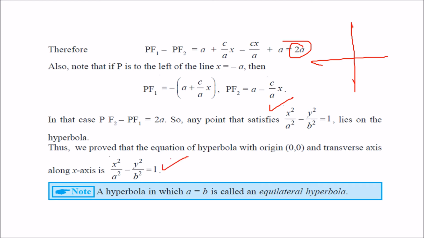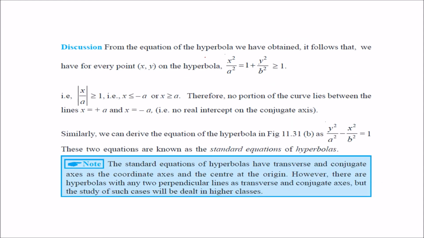This equation is when the transverse axis is your y-axis. If at any case a equals b, then you will say that this hyperbola is an equilateral hyperbola. So from this discussion, let us observe one more thing. Let us rearrange the equation. You see that something is added to 1. So this x square by a square will always be greater than 1.